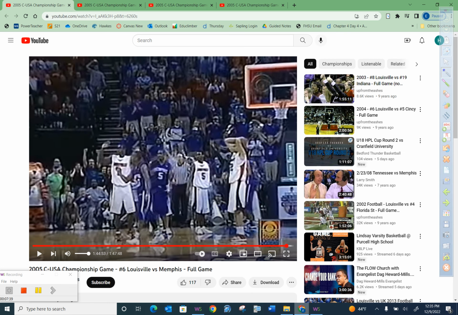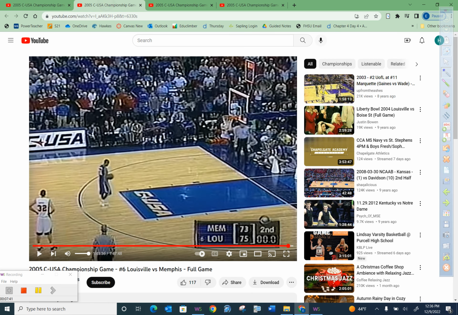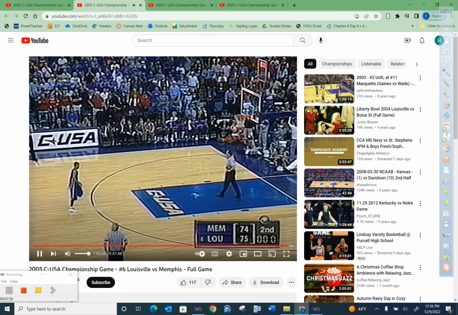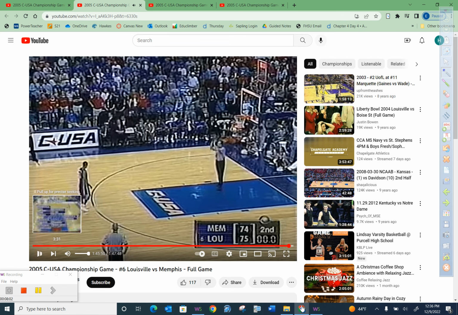Okay, so again, the graphics aren't great and you won't have sound, but you'll get to see here's the first free throw. All right, so now you'll notice the score is 74-75. So we're going to update that.